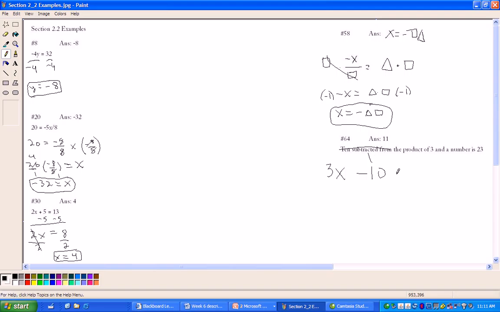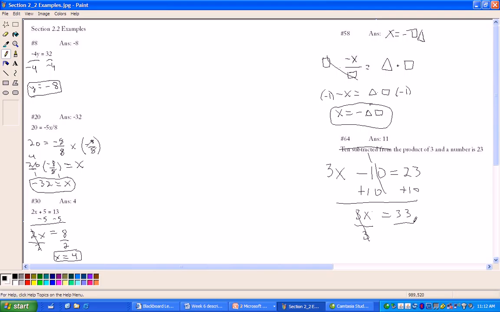Now what they want us to do is solve for x. We solve for x by getting our variables on one side and constant terms on the other. We have a 10 here that we need to move over, so we add 10 to both sides. We get 3x is equal to 23 plus 10, which is 33. We want a 1 in front of the x, so we divide both sides by 3. 3 divided by 3 is equal to 1, and we end up with x is equal to 33 divided by 3, which is 11.